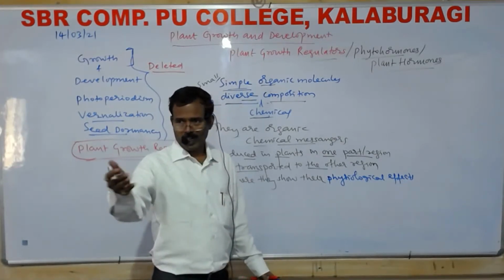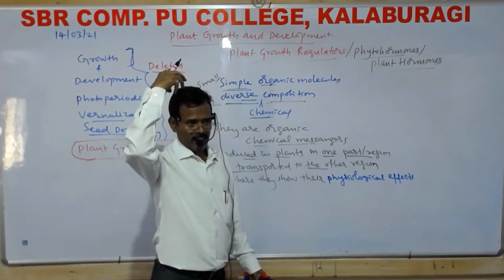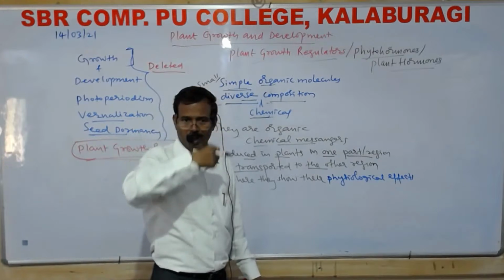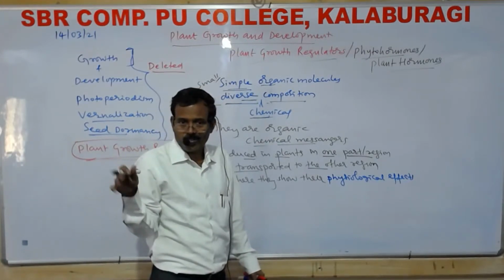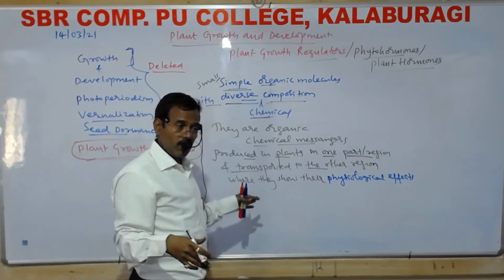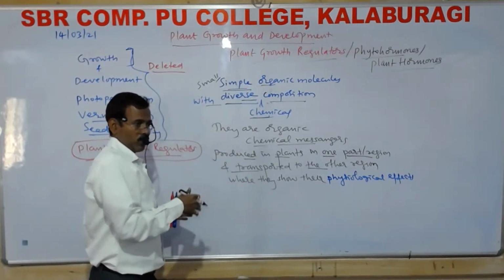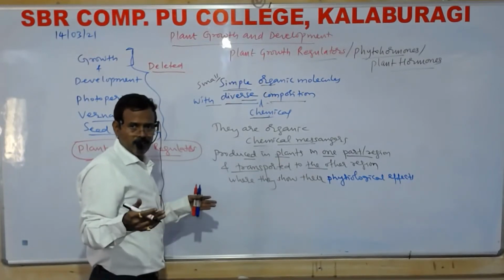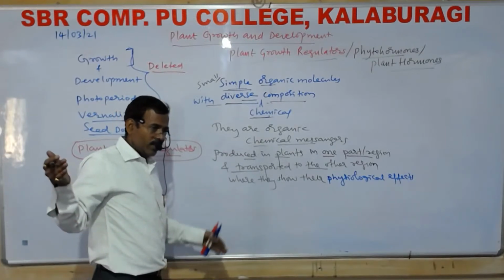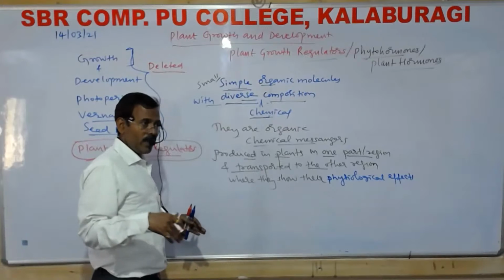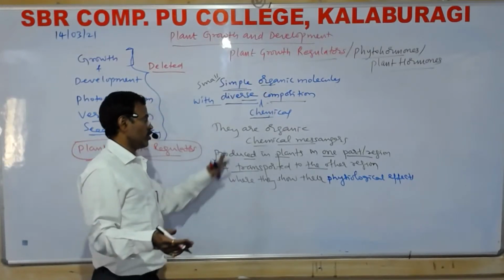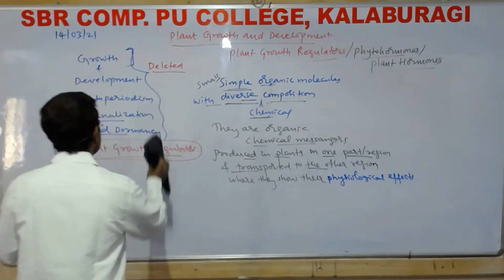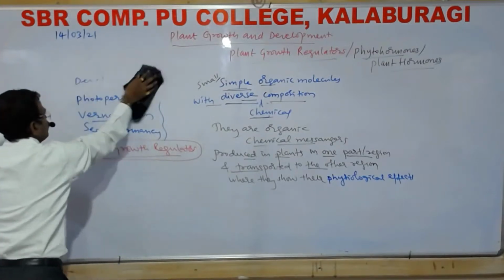Like in human beings, we have the endocrine system. A gland in one part secretes a hormone. That hormone is transported through the bloodstream. It reaches the target organ where it shows its effect. Like that, these are organic substances produced in one part, say shoot tip, root tip, leaf tip, flower, fruit, seed. In different parts they can be produced, and they are transported to other parts of the plant. There they can show the effect. So this is the simple definition of plant hormones, phytohormones, growth regulators.